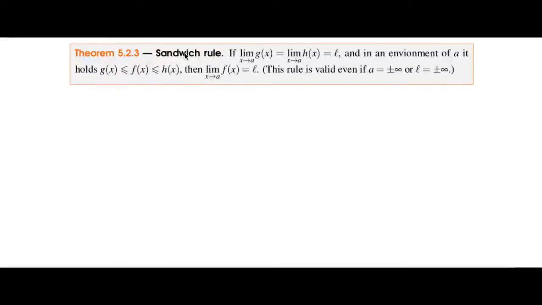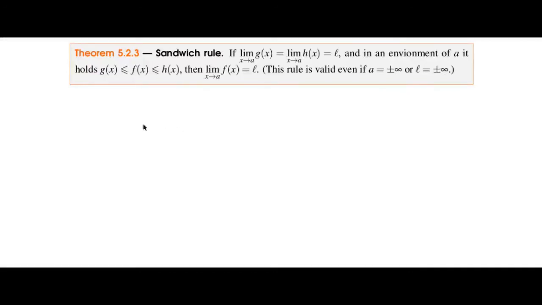We have a version of the sandwich rule for functions, which is very similar to the one we saw for sequences. So we have the limit of g when x goes to a is equal to the limit of h when x goes to a is L, and in an environment of a we have that f is bounded from below by g and from above by h. Then the limit of f when x goes to a is L, right? And the rule is valid if a is plus or minus infinity and L is plus or minus infinity.